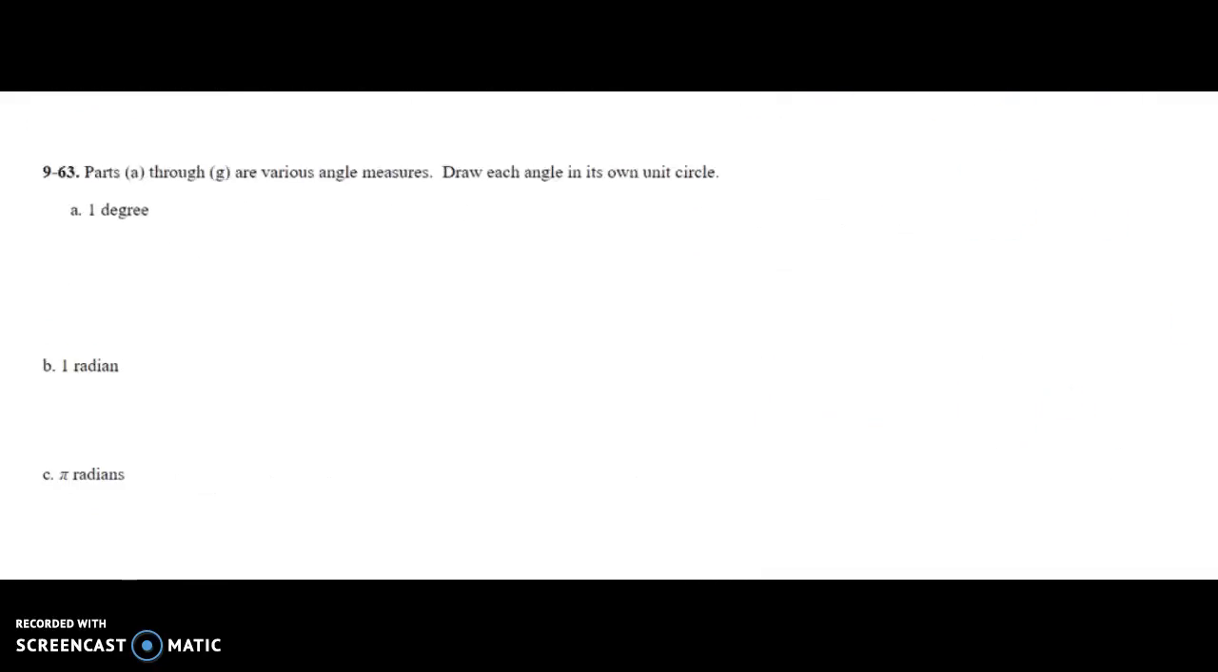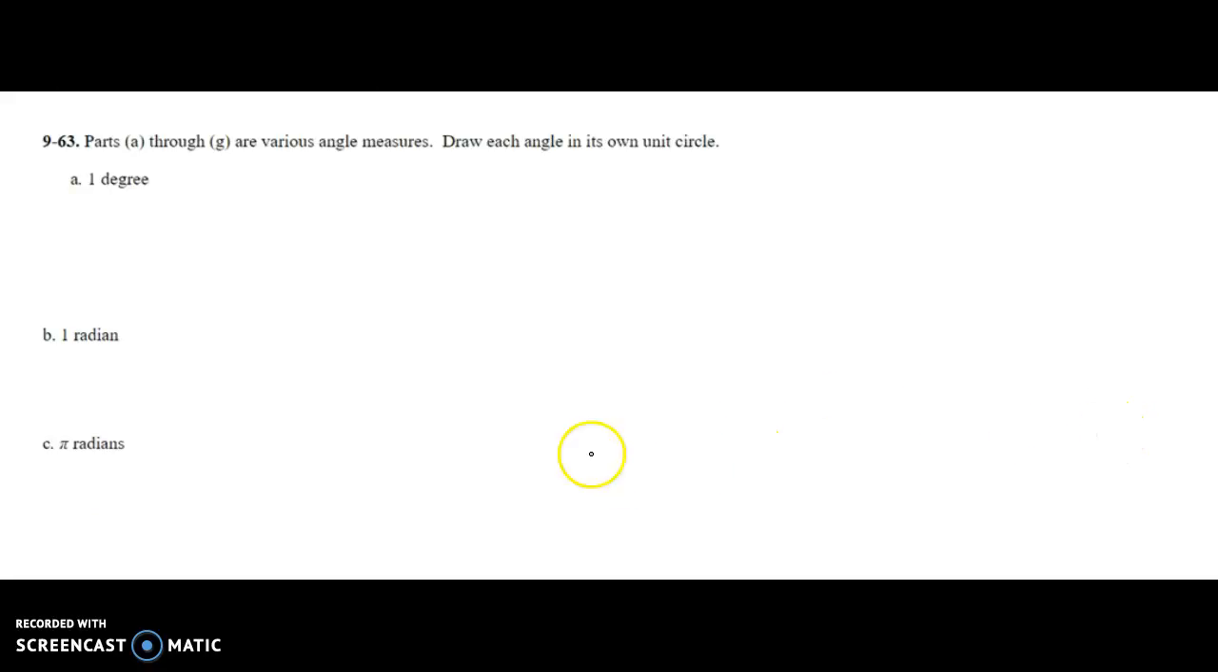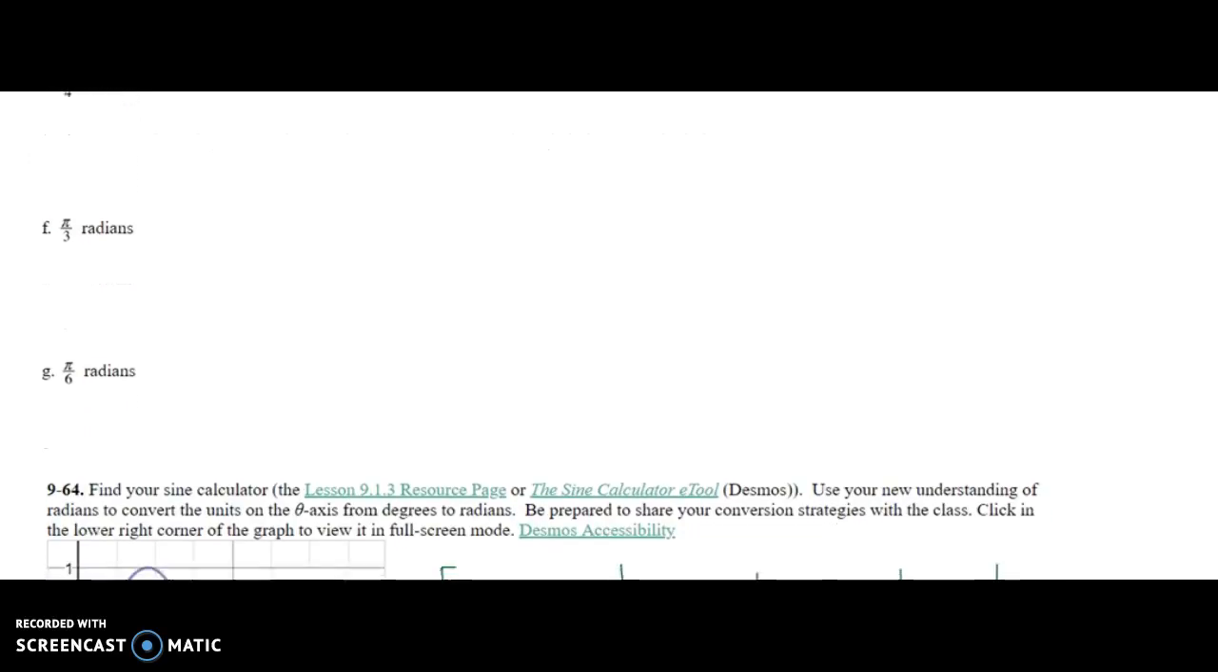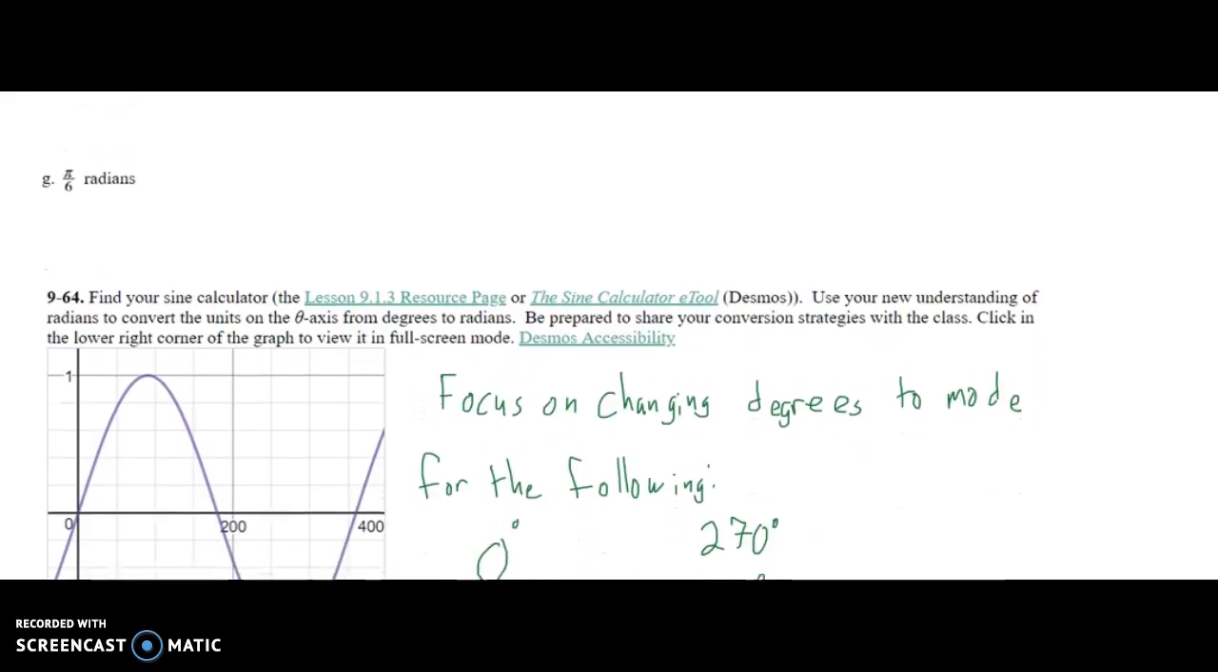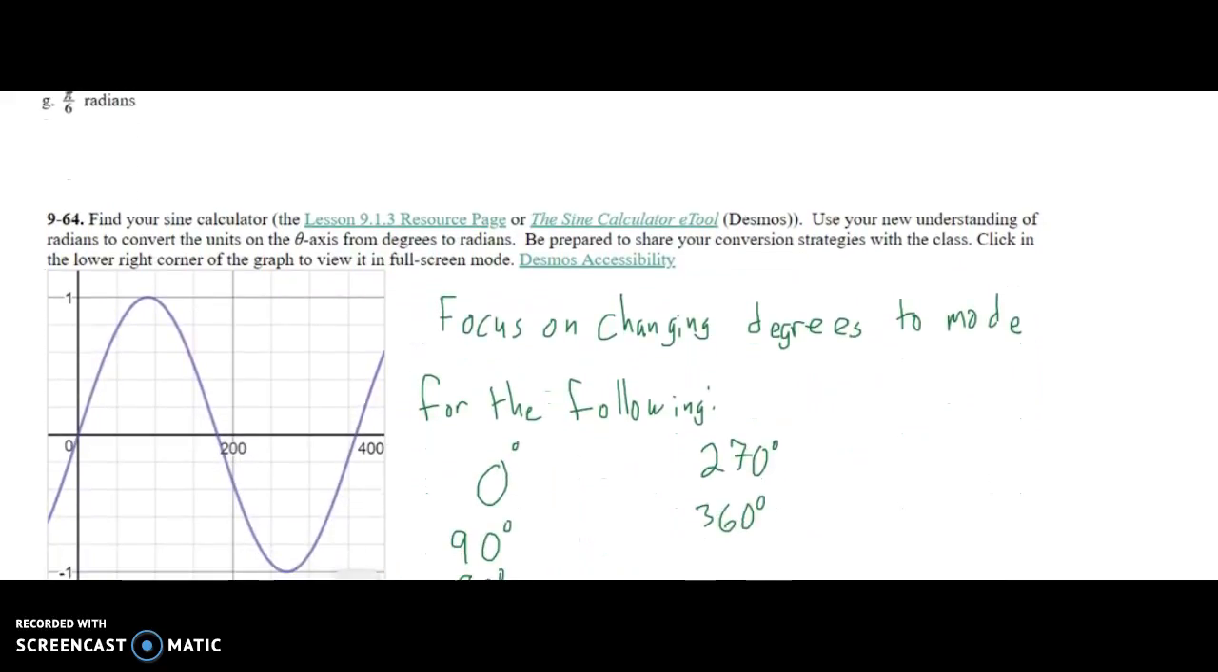And so continue this. Question 63 is going to want you to draw different circles, so it jumps between degrees and radians, and wants you to figure out where those different measurements are on a unit circle.